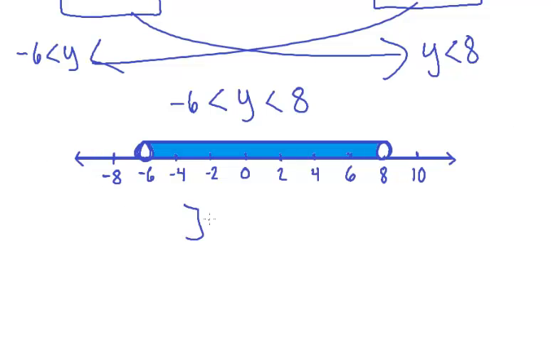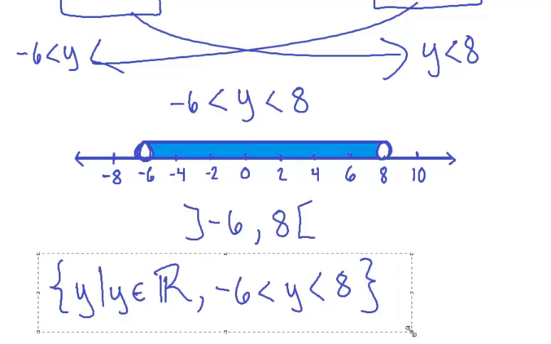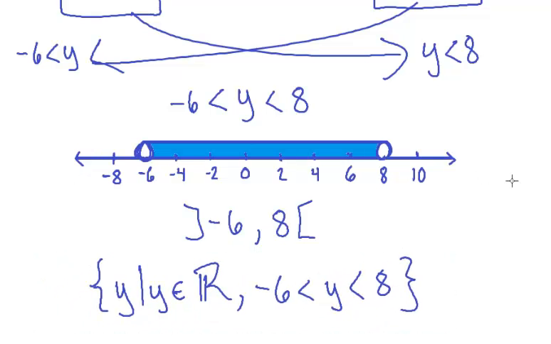In interval notation, both of them are open, so we would write it like this: minus 6 open, comma, 8 open. In set builder notation, we would use the letter of the exercise, which is letter y, such that y belongs to real numbers, comma, and we copy the algebraic solution, which is y is greater than minus 6 but less than 8. And those will be the 4 answers for this type of exercise. That's how we solve exercises of compound inequalities.